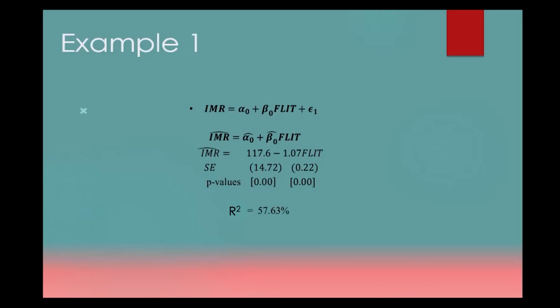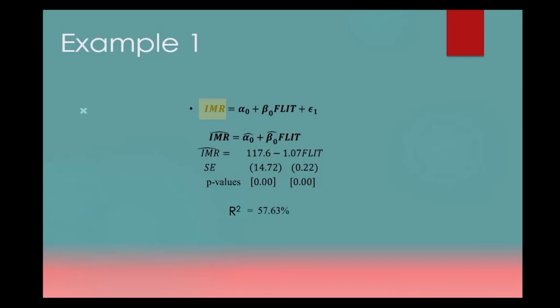Now we take up some specific examples in the context of the bivariate regression model. These examples are basically practical exposures to real life data. Suppose data is collected on the infant mortality rate and its relationship with the female literacy rate. This is an econometric model where the infant mortality rate, IMR, is a function of FLIT, the female literacy rate.